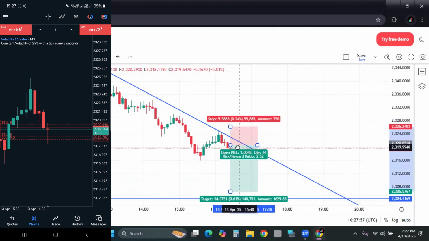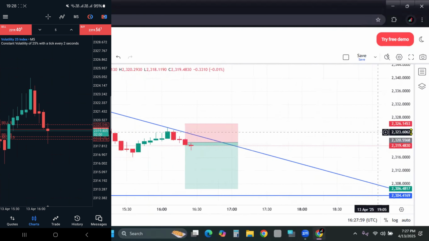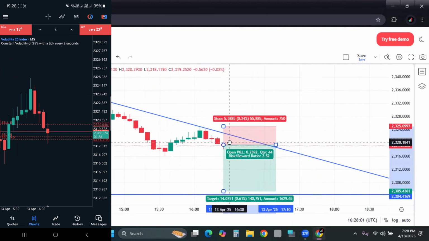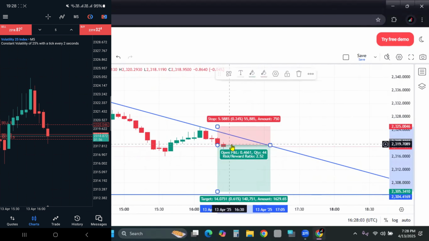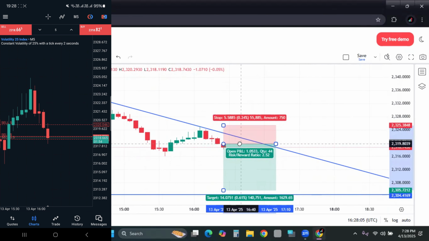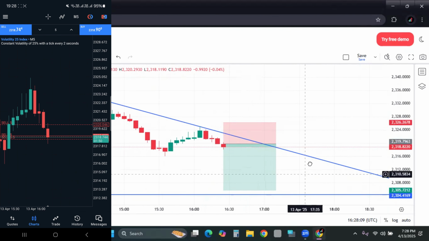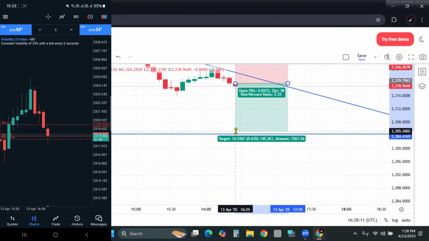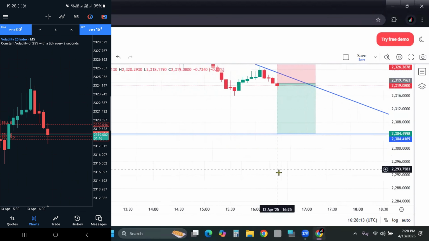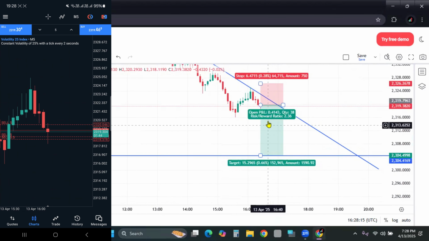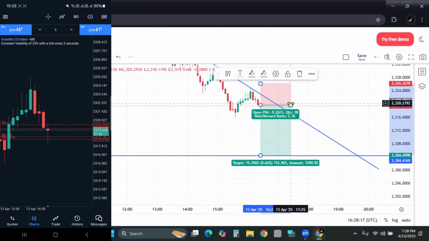So let me put it at the opening of this candle. This was supposed to be the entry. Nice. So the stop loss should be there. The TP should be here. Okay, so I will hold it until it hits the TP.